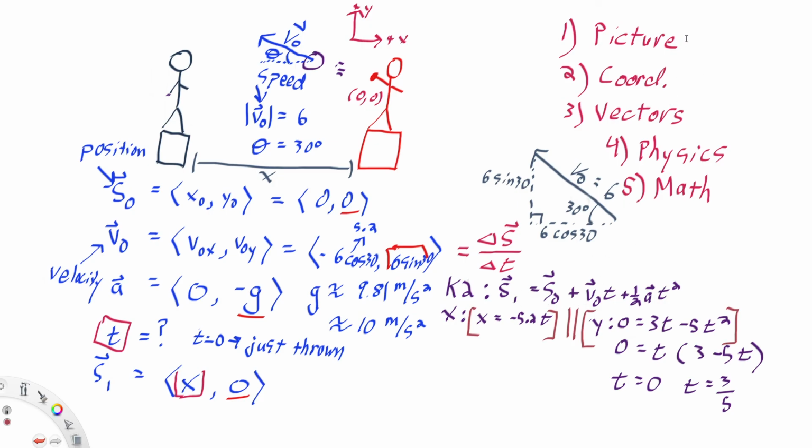Emily asks, where did the minus 5t squared come from? The minus 5 is a combination of this half here and this minus g here, g being about 10.